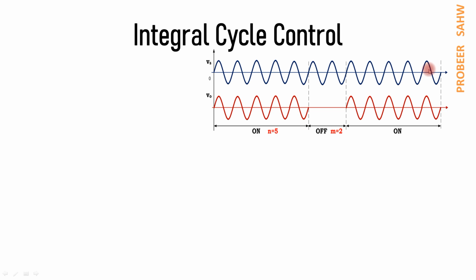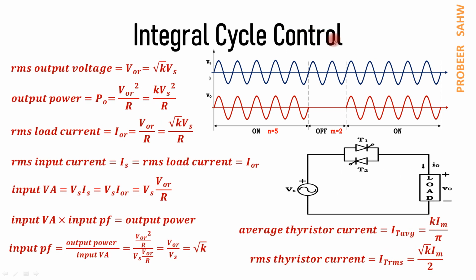So to summarize, integral cycle control means that load will be connected to the supply for a few cycles, and for the next few cycles it will be disconnected from the supply. The voltage waveform will be as shown. If these are the input cycles, these are the output voltage waveform. For an example, we have shown that for 5 cycles output is available, that is thyristors are on, supply is connected. For 2 cycles thyristors are off, load is disconnected from the supply. So in this way we can define a duty cycle k, which is n upon n plus m, that is total number of cycles for which output is available divided by total number of cycles for which input is available.